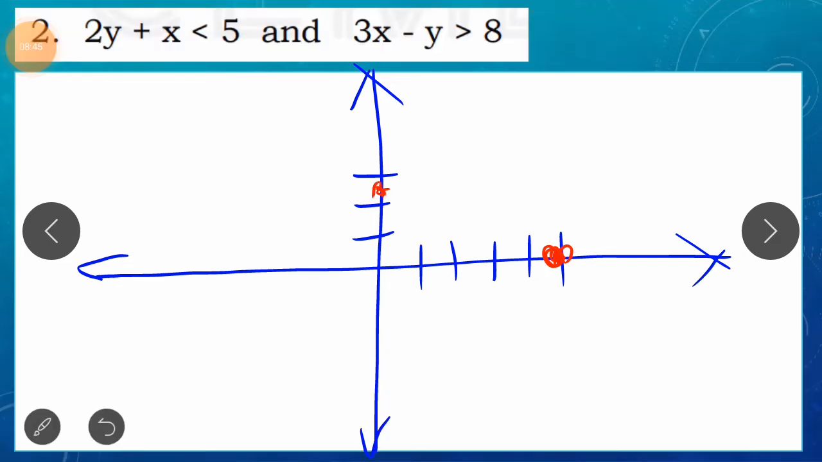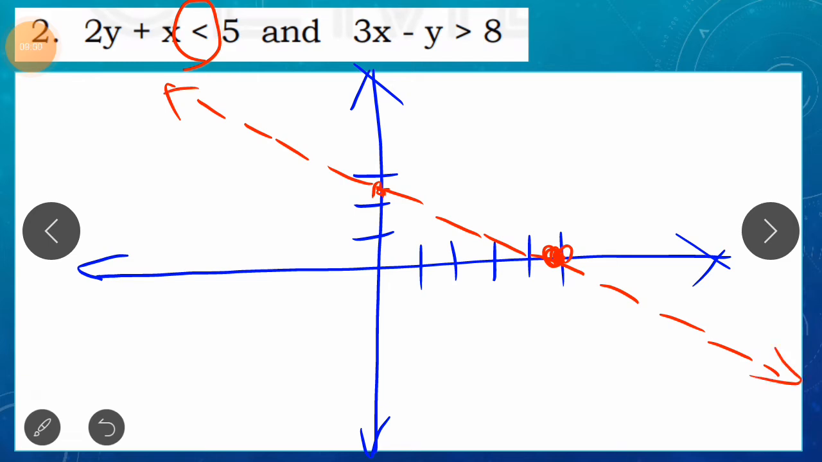Okay, then the given is just less than, so we're going to use a broken line. So this will be a broken line. Okay, so this is the line for 2y plus x is less than 5.